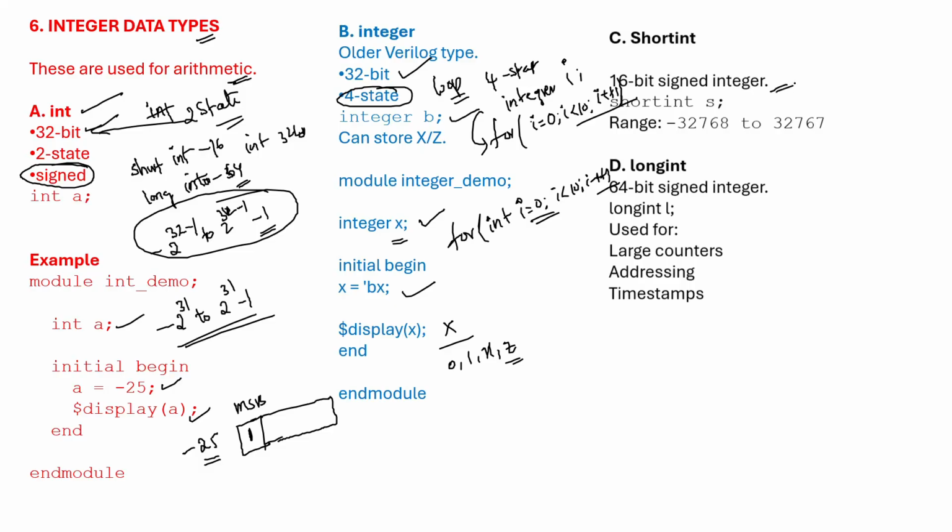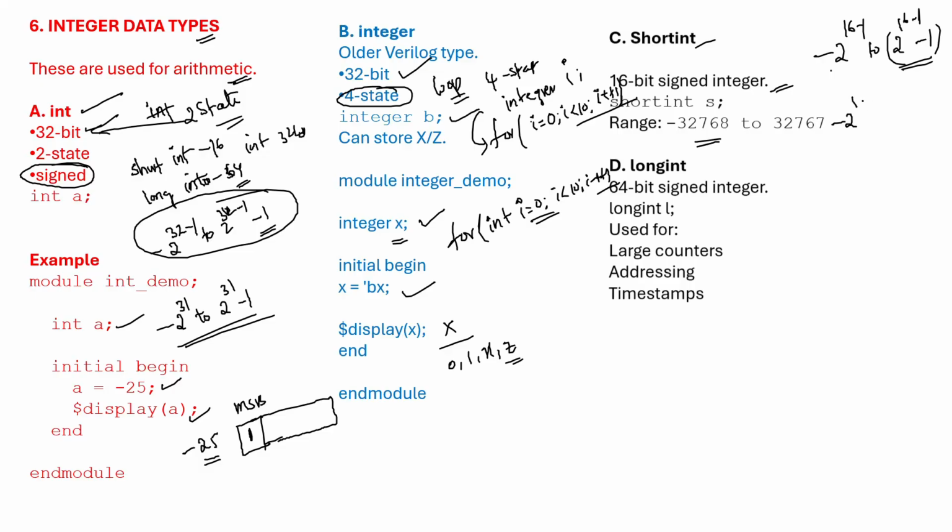And then shortint is a 16-bit integer type of data type. It is also a signed data type, because int is a signed data type, shortint is also signed, and longint is also a signed data type. What is the range that shortint can store? Minus 2 power 15 to plus 2 power 15 minus 1. This is the range.